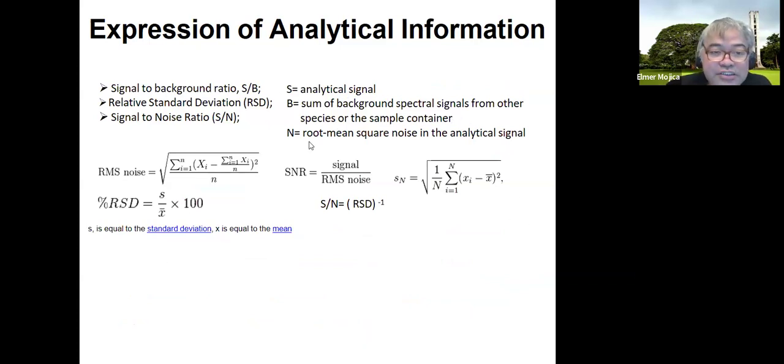So, signal to background ratio. The thing that we want to do is, as much as possible, the higher the signal and the lower the noise. You optimize it in most instruments. And then the relative standard deviation, which you need to have in every analysis. And then the signal to noise ratio, the S over N. Okay, so signal to background.